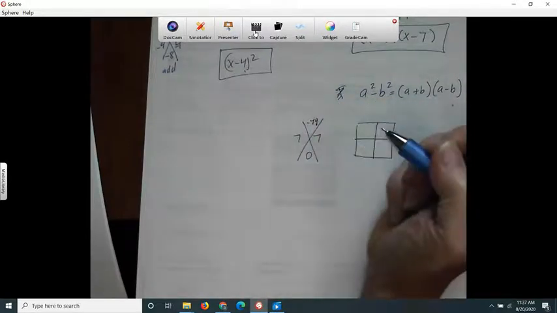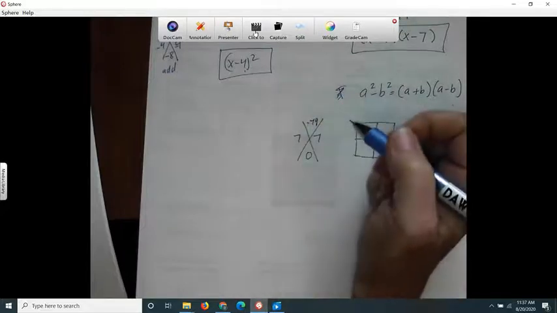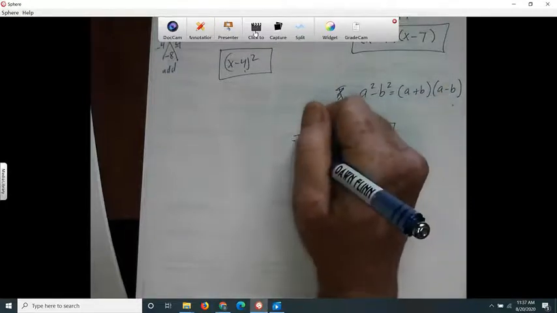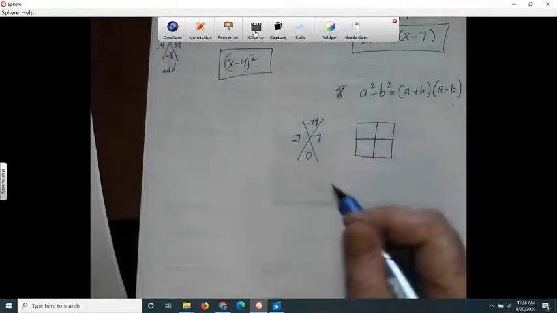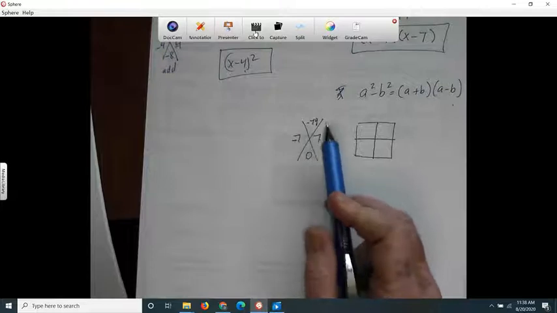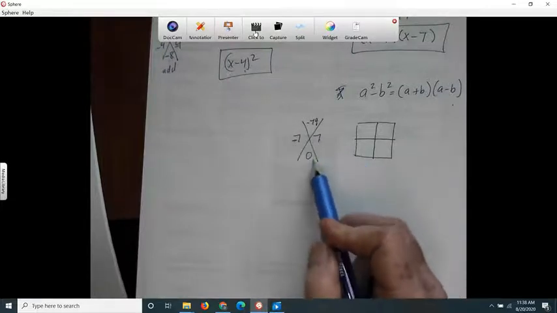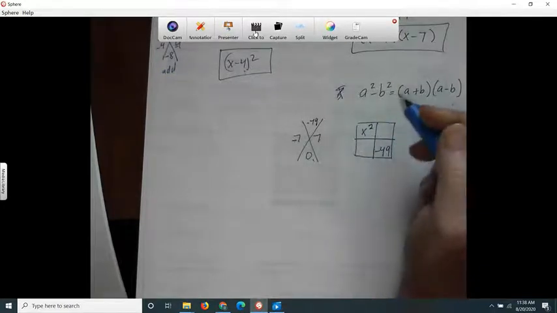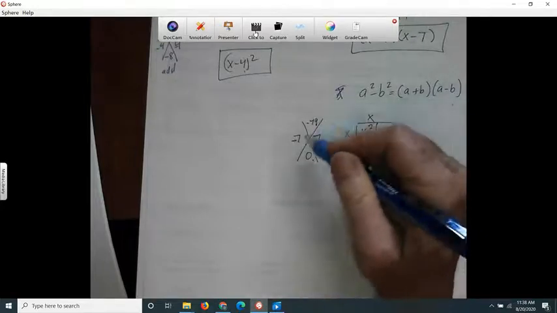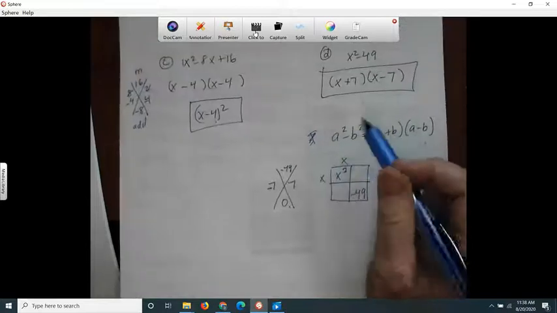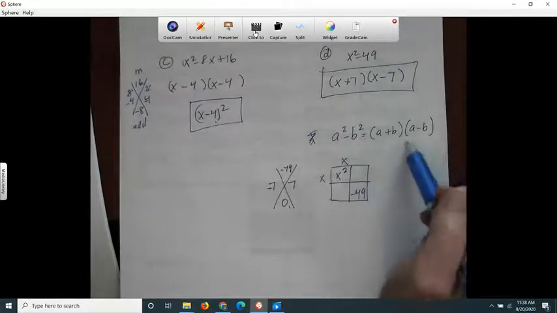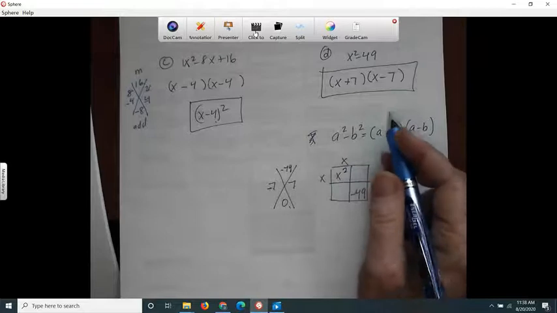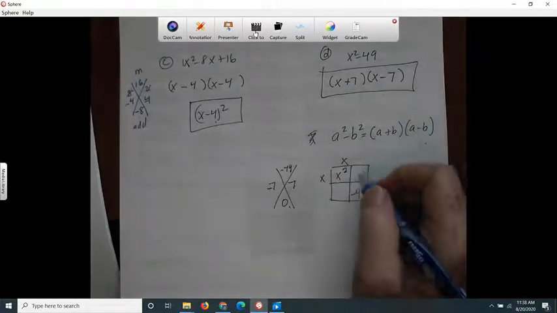I don't know if this helps you at all, but I'm just showing why this works. I never do this. I just look at it and I know it's a difference of squares because it follows this pattern. But if you did want to go through all this, you would find the answer, because this would be negative 7x and this would be 7x. Okay, but it's called a difference of squares.